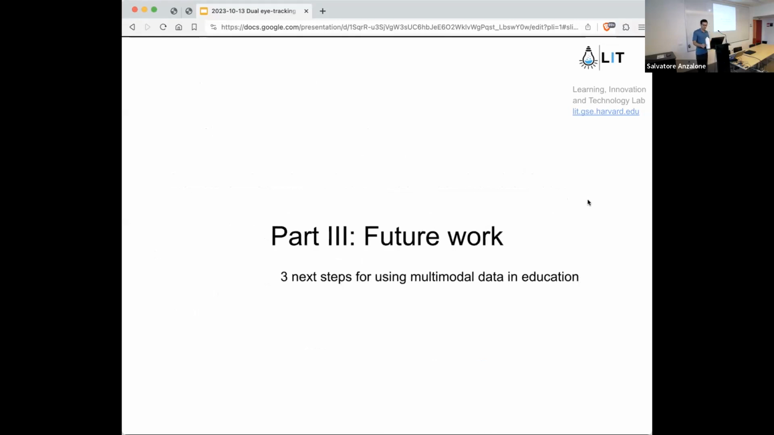All right, so now the second part showing how we can use that data in real time in actual settings to help teachers and students. In the last part, I want to talk about future work, some next steps that we're thinking about of how we can use multimodal data in general more effectively in education.